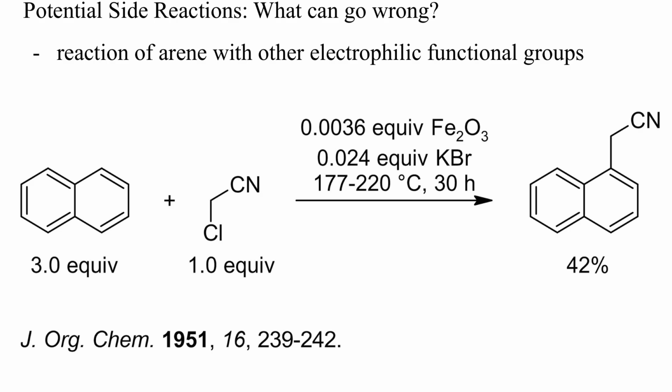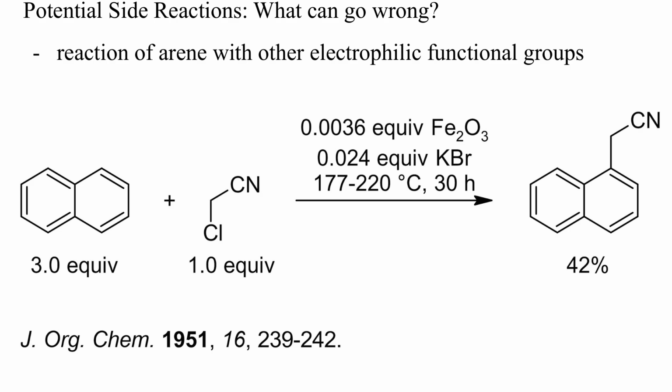Then, of course, if an electrophile contains several electrophilic functional groups, it may react in a different way than expected. Nitriles, ketones, or esters are common electrophiles that can yield unexpected products. Chloroacetonitrile, for instance, can undergo Friedel-Crafts alkylations or acylations, depending on the conditions and arene chosen.